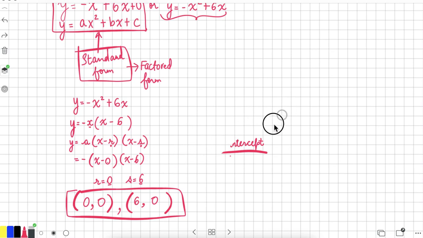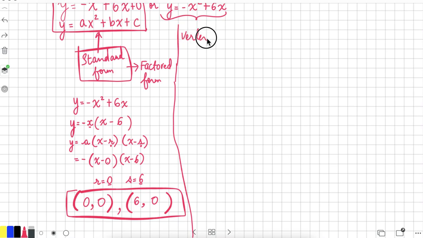Let's do it. Remember, if you want to find the vertex in standard form, or any form like this factored form, how do we find the vertex? It will be the h value, and then the k. Again, what does the h value represent? That is going to be the x value of the vertex. The k value will be the y value of the vertex.